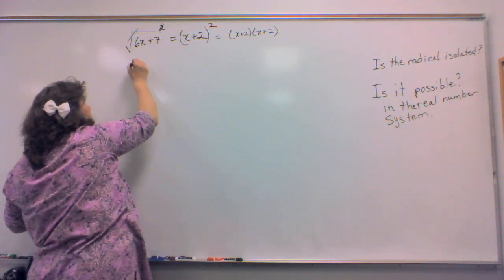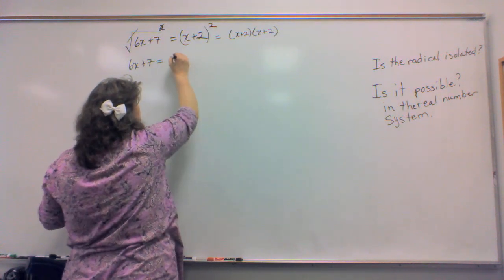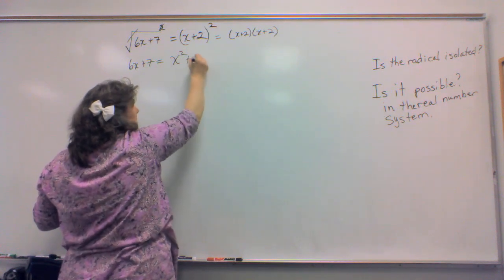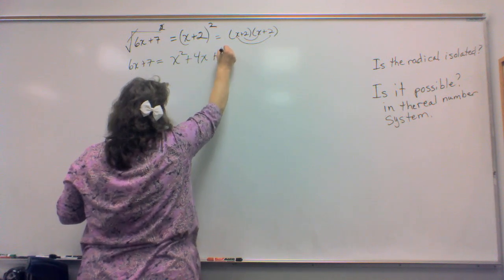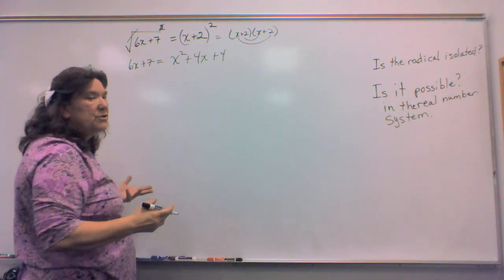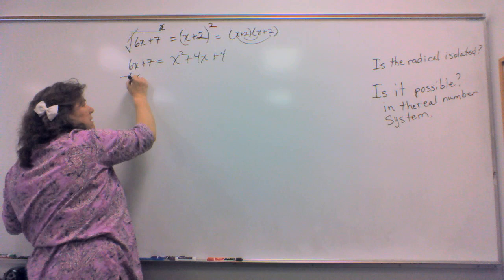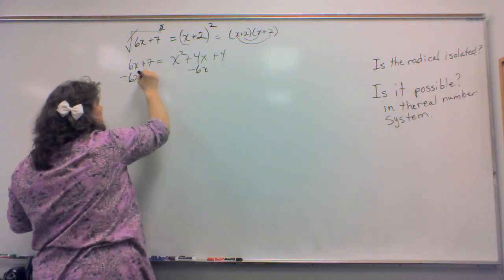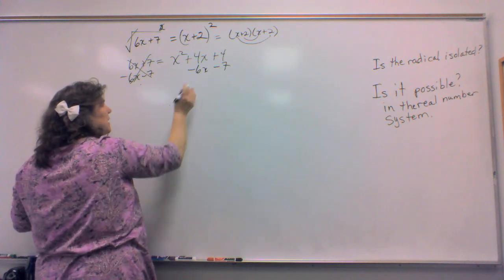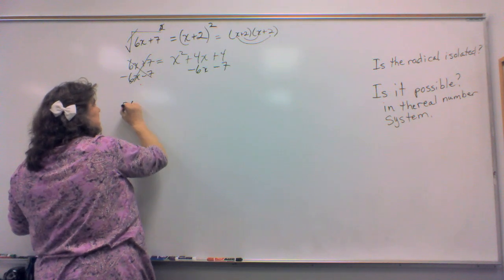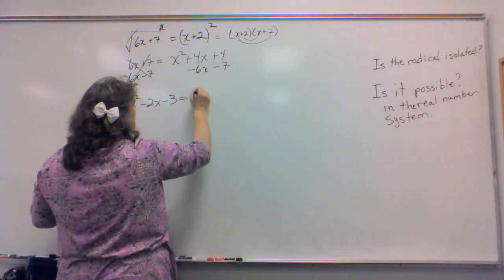So this undoes this, giving me 6x plus 7 equal to, well, x times x is x squared, plus 2x plus 2x is 4x, and then 2 times 2 is 4, okay? Now, we have to turn this into 0 on one side because we have a square. So, minus 6x, minus 7, minus 7. So this side is now going to be 0, and I'm going to flip it. So I have x squared minus 2x minus 3 is equal to 0.